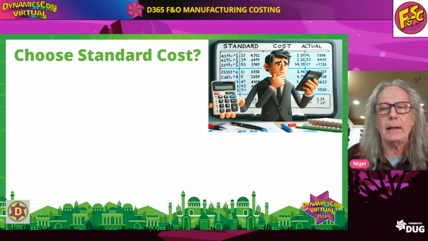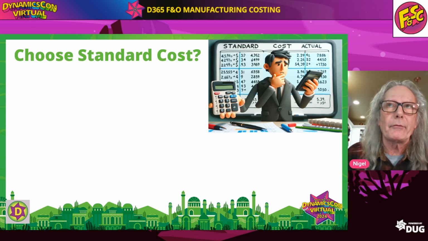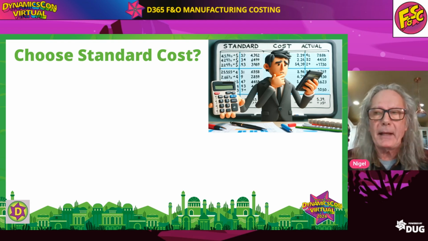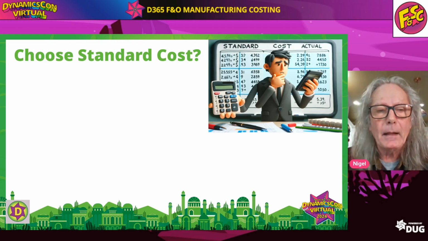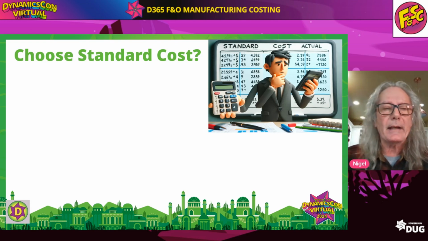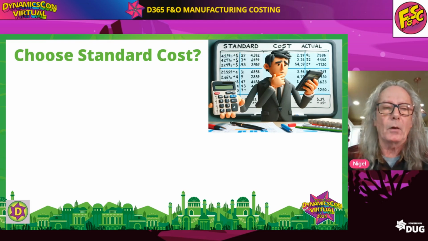There are definitely scenarios where actual cost is going to be much better. But actual cost is rather tempting, because one of the big questions we want to know is, I just made a sale. Did I make money? If you're using actual cost, then right on that sales line, you've got an estimate of actual cost and you have your sales price. Did I make money or not?